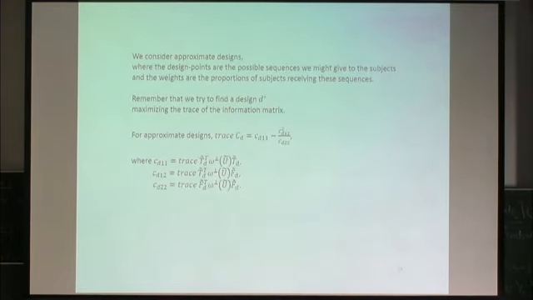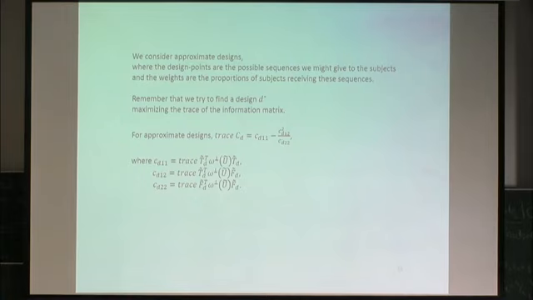And the idea was to use approximate designs. Approximate designs in that way that the design points are the possible sequences we might give to the subjects. So it's not the single observations, it's the sequences that we have, and the weights are the proportion of subjects receiving these sequences. Remember that we try to find a design maximizing the trace of the information matrix.